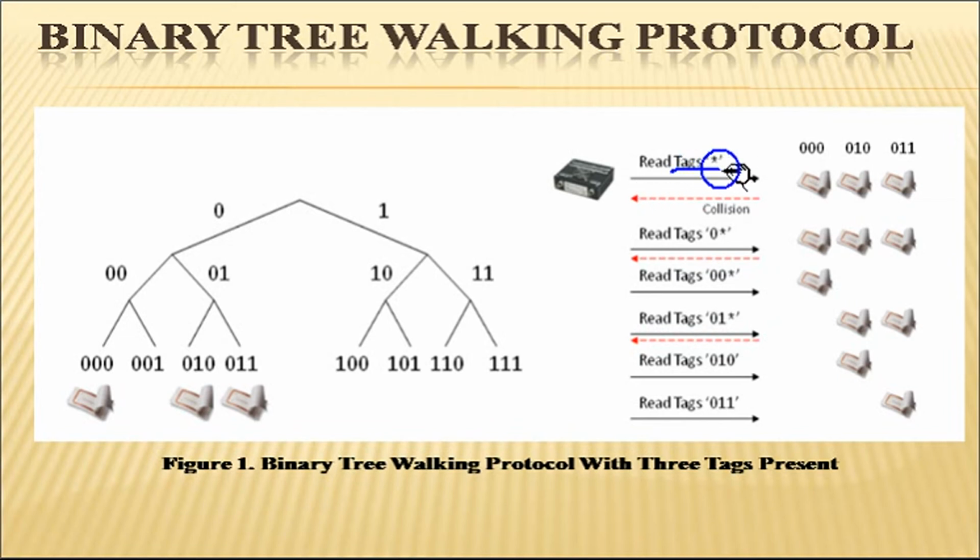reader tags are read with the help of some queries. So if it gives this query as star, it is going to reply with these three tags. So collision occurs. Then it is going to add one more bit here. So with 0 star, again it is going to reply with these three tags and collision occurs. So again it is changing the length of the query with 00 star. Then we are getting only a single tag in response. So this is how the reader is able to singularize the tag.